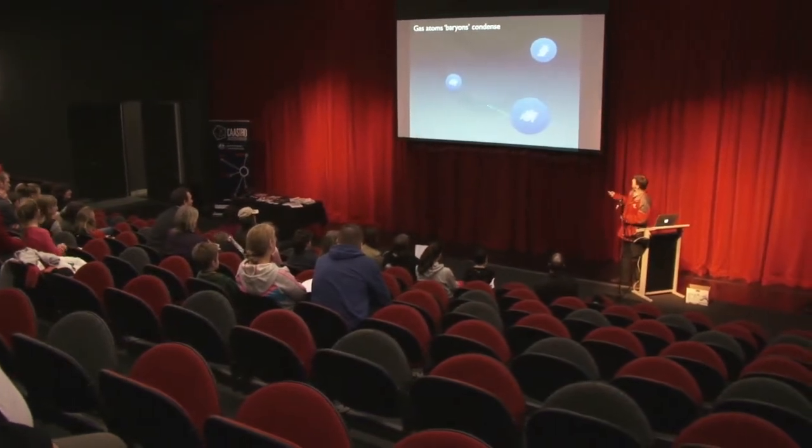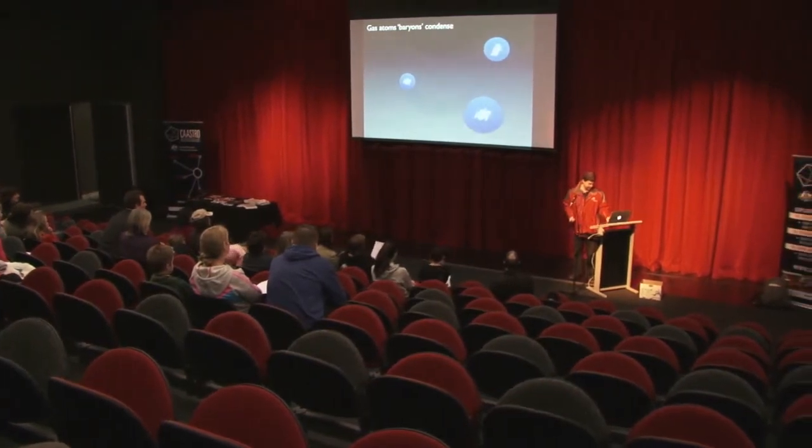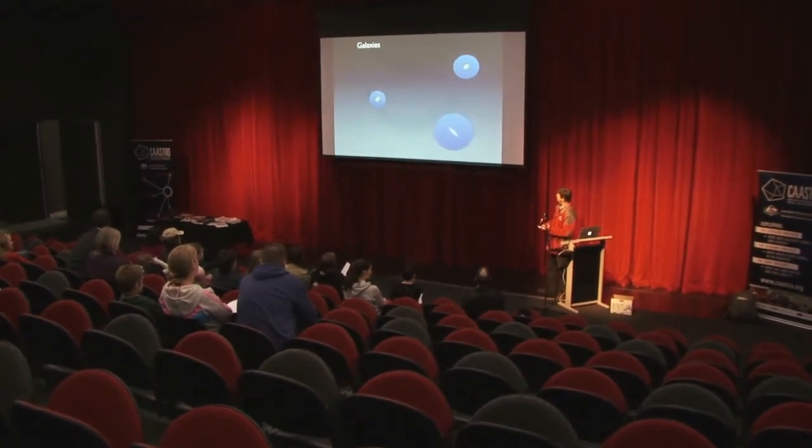They're drawn in big clouds which start to condense and get bigger. And it's kind of a picture. These clouds then shrink down and then form stars and become galaxies. So that's the basic picture.